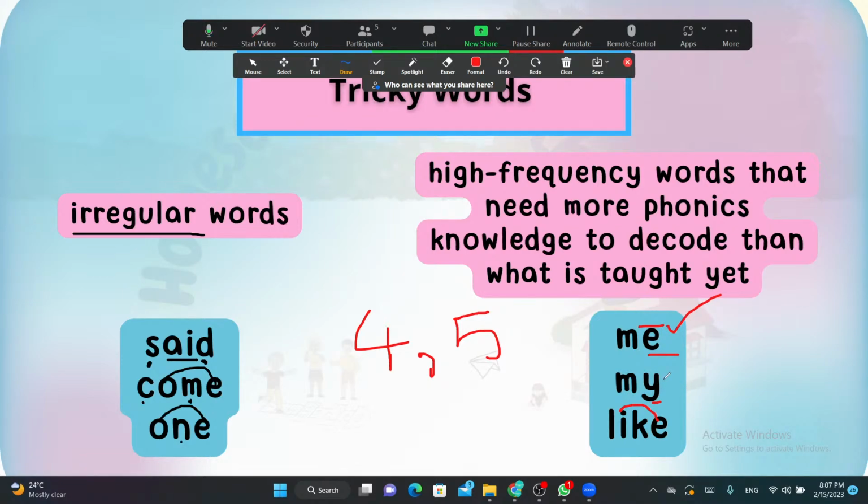Why is it saying I? Because English words don't end in I. So we replace I with Y. Like, this is the magic key pattern or the split digraph. So we don't introduce the magic key pattern or the split digraph to a 4 or 5-year-old. But these words are so common, and high frequency word means we use them so frequently. That's why we need to teach these words to our kids.